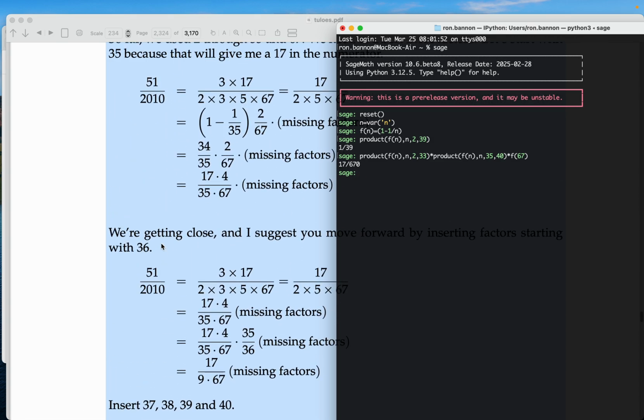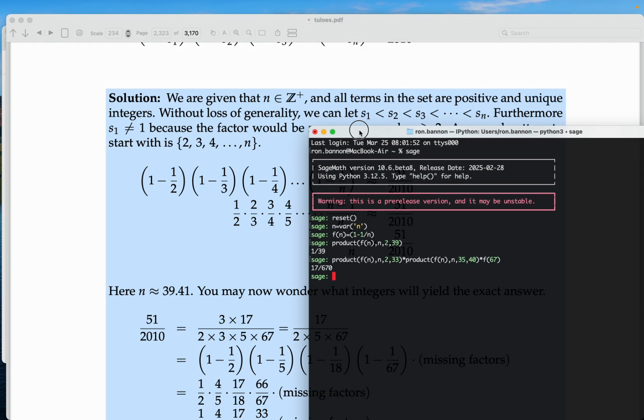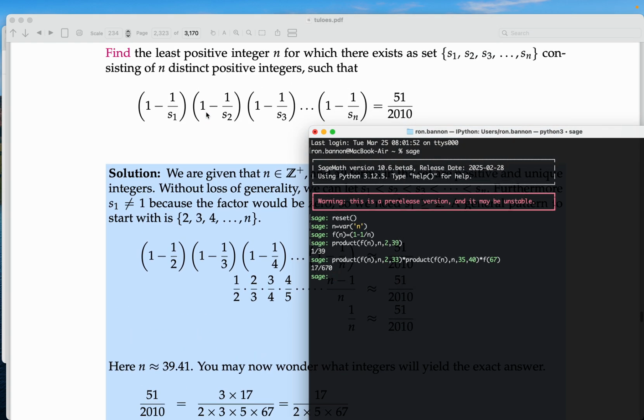Now, I want to go back over the original problem, and someone says, I don't see that number anywhere. Let's do that. That's 51 over, let me write that, 51 divided by 2010. And what do I get? 17 over 670. All right, and that's it.